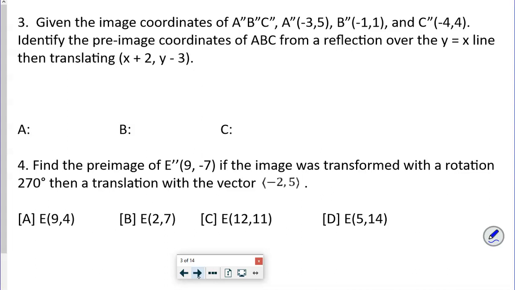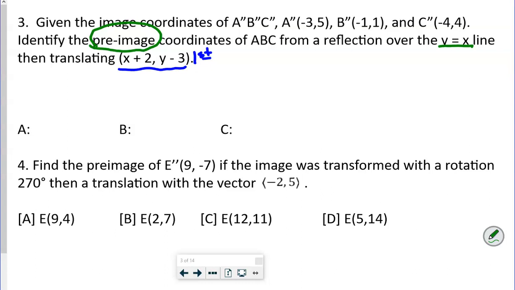All right, so given the image coordinates of A'B'C', identify the pre-image of coordinates ABC from a reflection over the y = x line, and then translating. So in this, what you guys need to think of here is that we're going to move backwards, okay? So that means we're going to start with this. We're going to do this first, and then we're going to do this second. So we're moving the opposite direction, because what we want to find is A, B, and C. Where do we start? So it says given the image, identify the pre-image. Key words right there, okay?